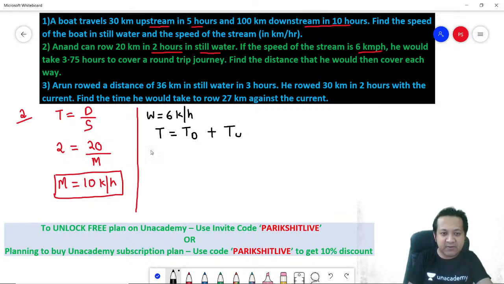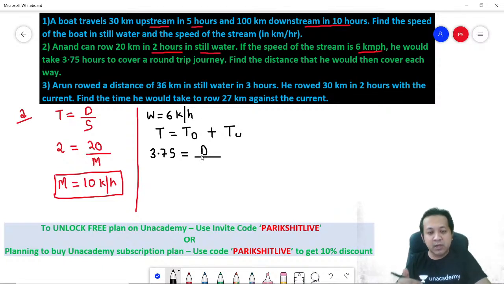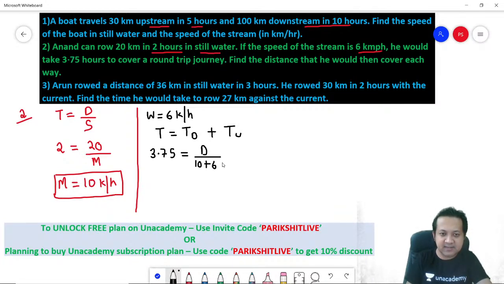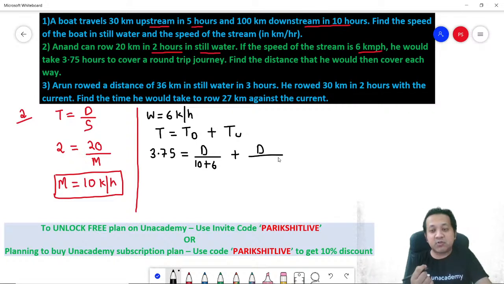Total time is 3.75. So let's put T as 3.75 is equal to downward time. What is the downward time? Downward time is distance divided by the speed. Remember, when you are moving down, you are going along with the direction of water, so water will help you. So it is M plus W, W is 6. Plus upstream time. What is the upstream time? Distance divided by the speed. What is the speed? Remember, you are trying to move against the direction of water, so water will try to reduce your speed. So 10 minus 6. Followed?